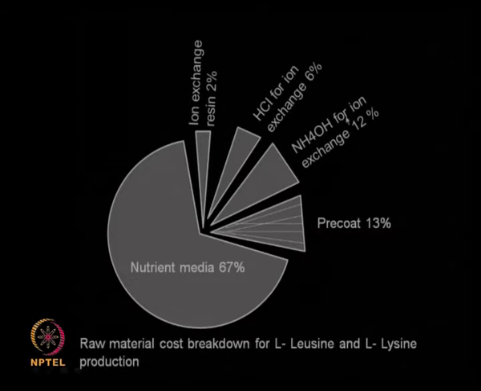Next comes the use of ion exchange ammonium hydroxide. So if you can reduce the usage of ammonium hydroxide, obviously you can impact here. Next is again hydrochloric acid, which we use in the ion exchange for regenerating the ion exchange. So if we can reduce the usage of HCl, you can impact on this particular cost. Then finally a large amount of cost is incurred in the pre-coat. So if you can optimize on the pre-coating of this amino acid, you can impact on this particular area.